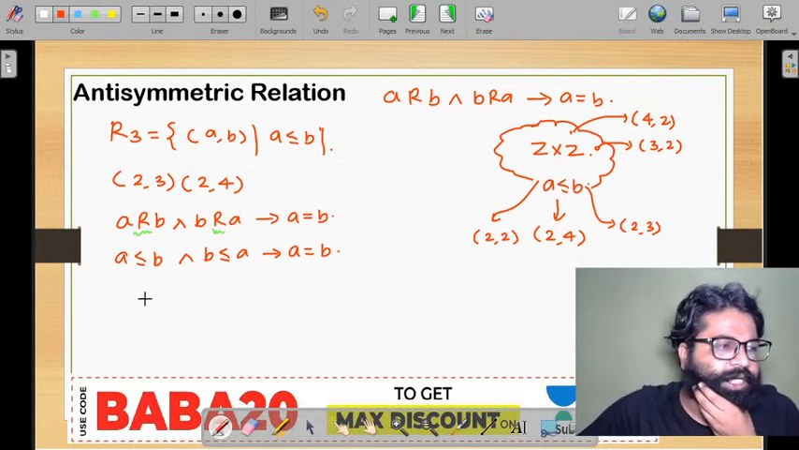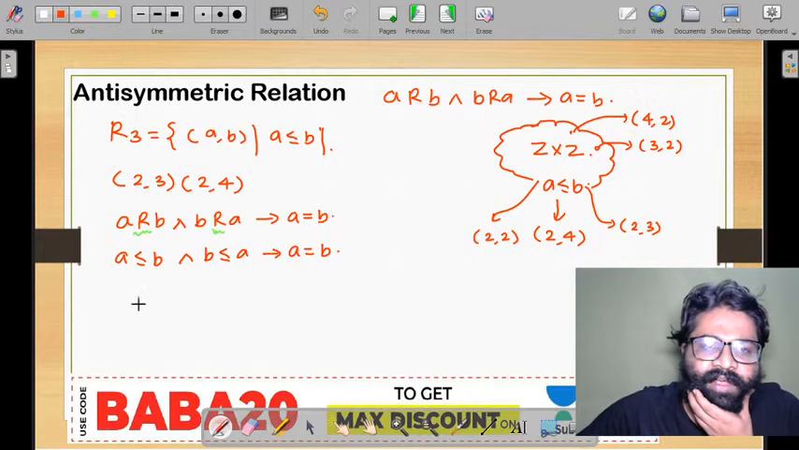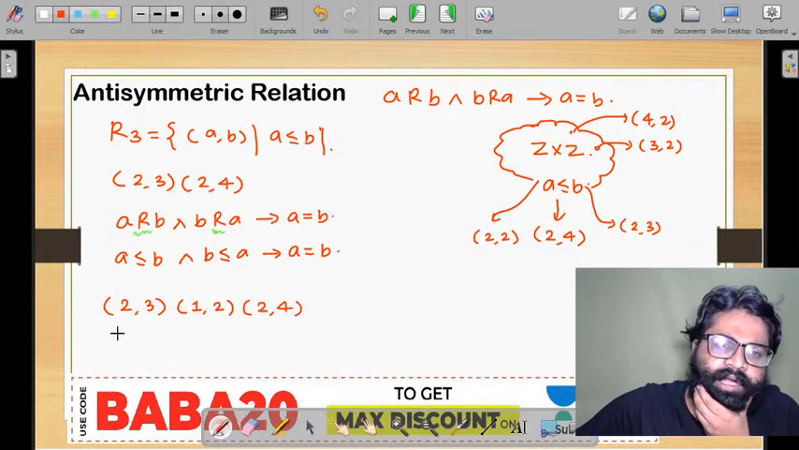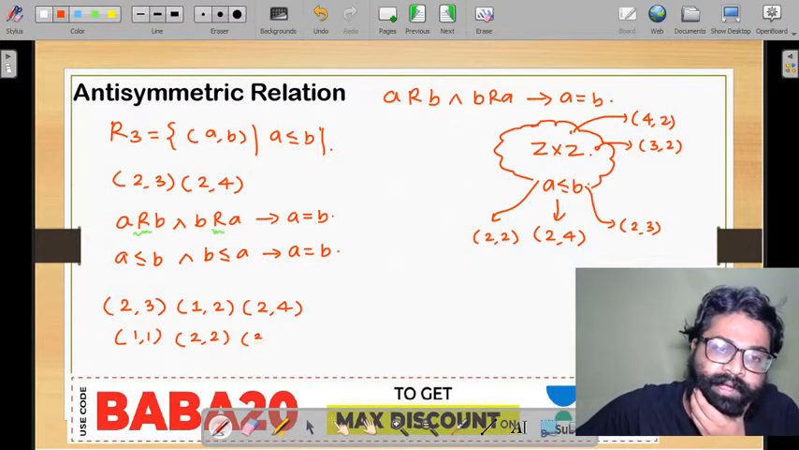So what will you be getting? You will be getting some elements like this, such that it allows 2 comma 3, it allows 1 comma 2, but flipping it will not allow, my friend. 2 comma 4. Okay, it will allow the same element also: 1 1, 2 2 and then 3 3.